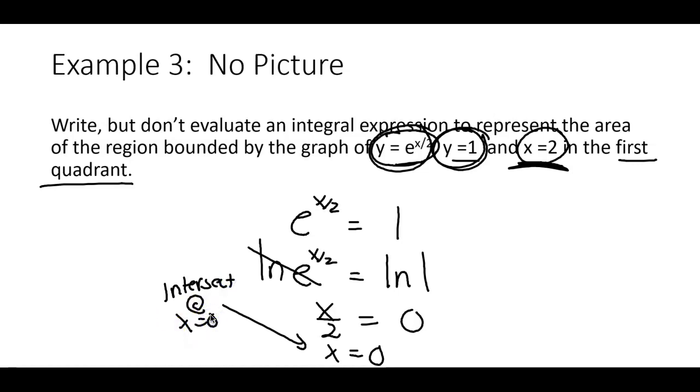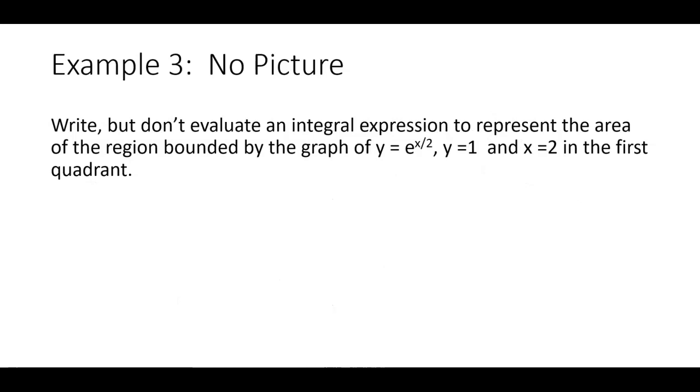So I've got these two functions, e to the x over 2 and y equals 1. We're starting at 0 because that's where they're intersecting, but we're stopping at 2 because that's where the directions tell us to stop. So they're not intersecting there necessarily. They just want us to stop there. Okay, so I found where they intersected.